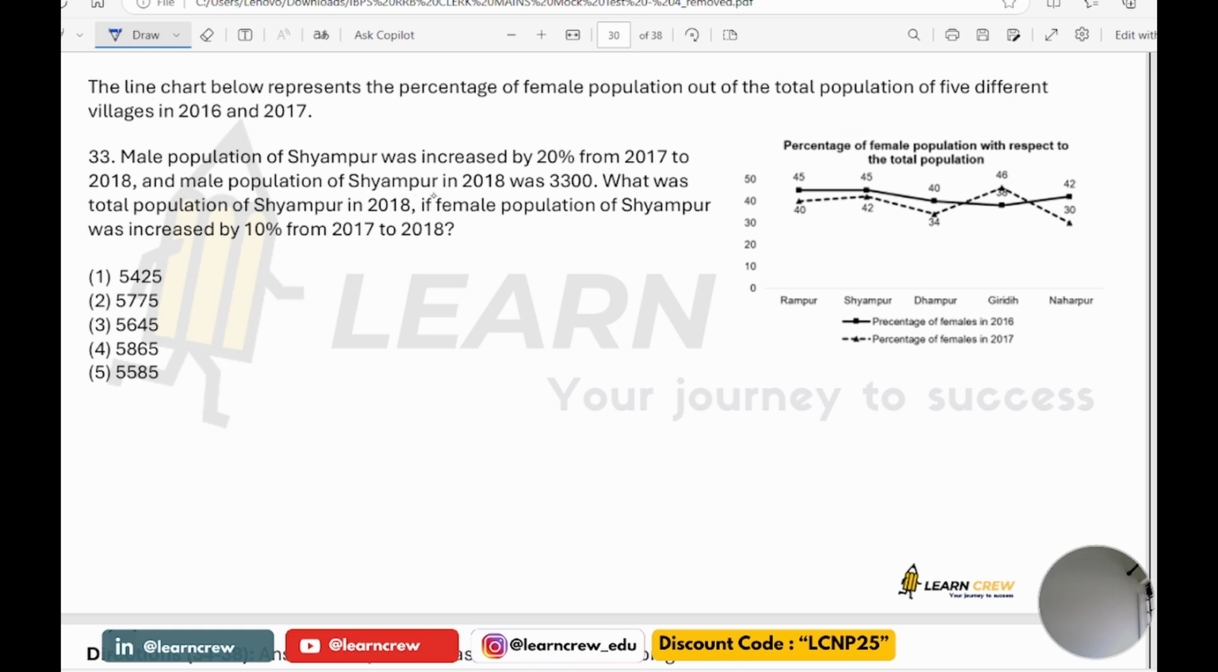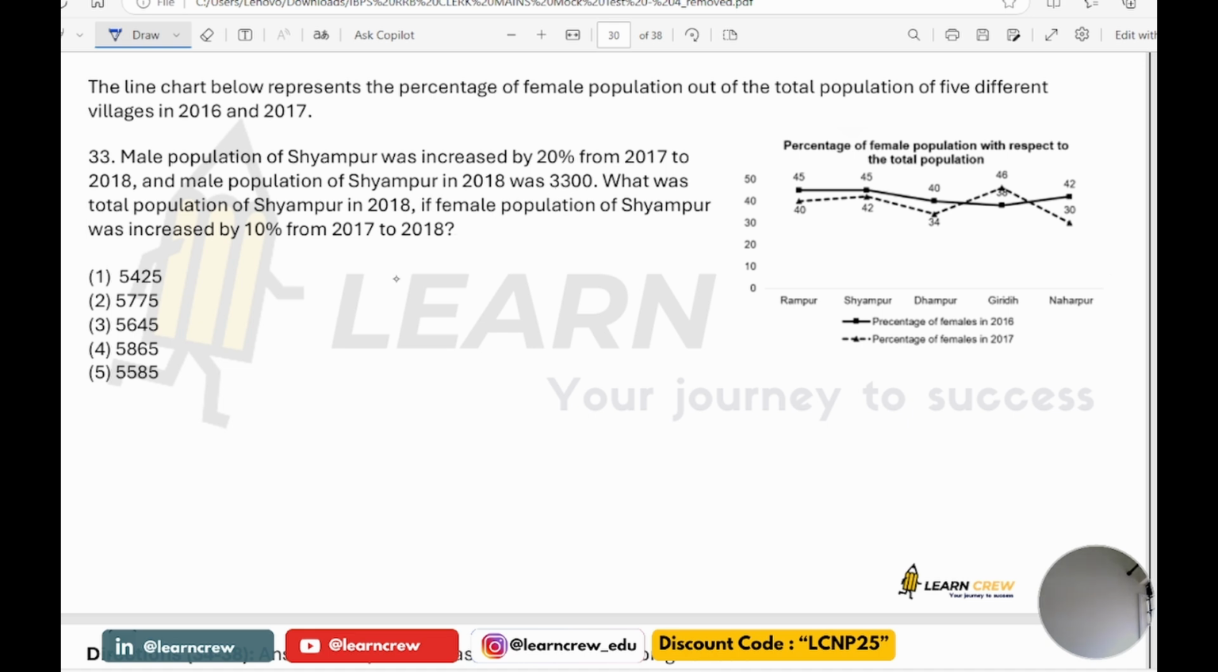male population of Shampur in 18 was 3300. What was total population of Shampur in 18 if female population of Shampur was increased by 10% from 17 to 18? So if you observe here, male population of Shampur in 2017. It is given 3300.